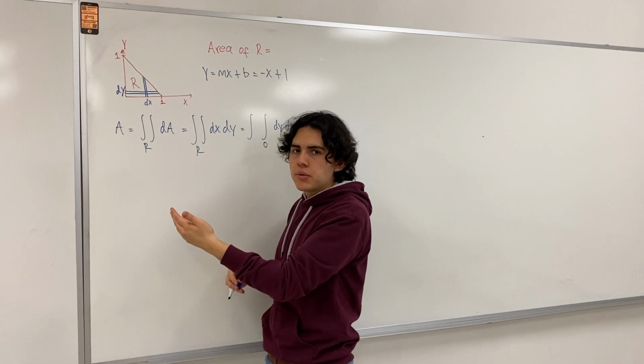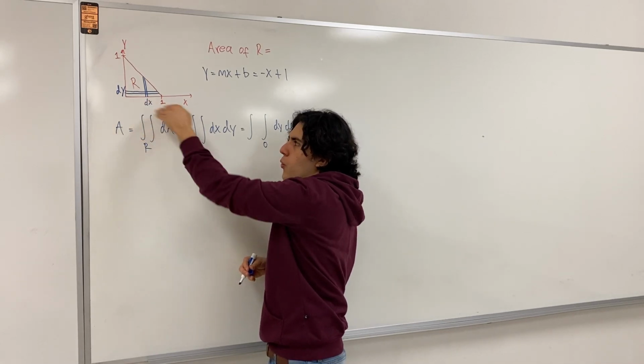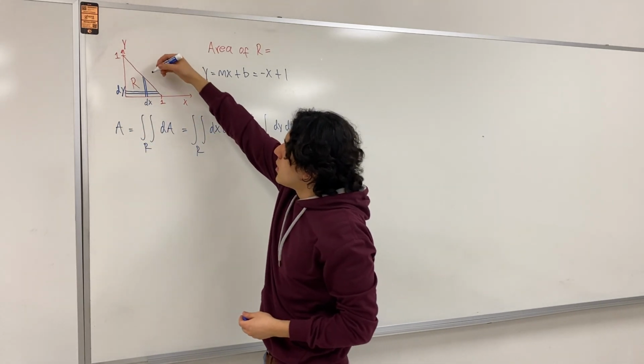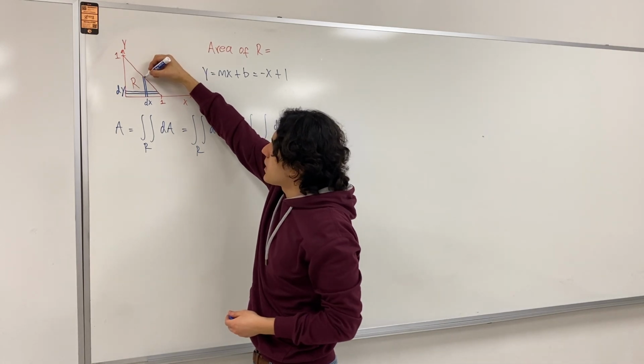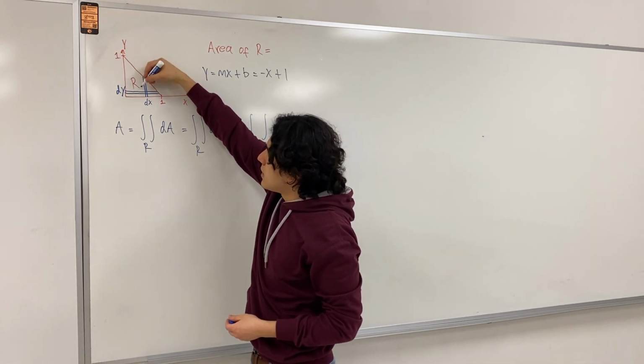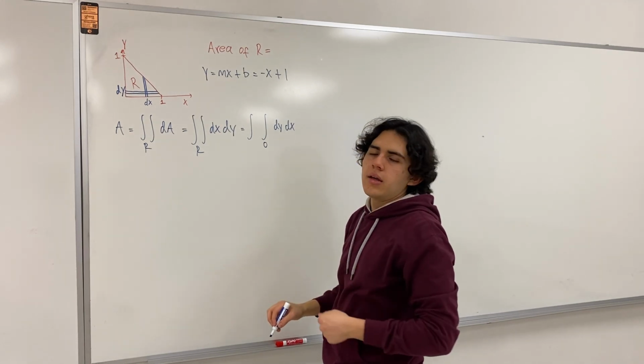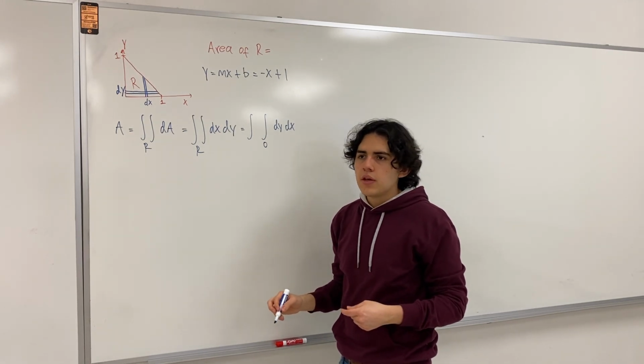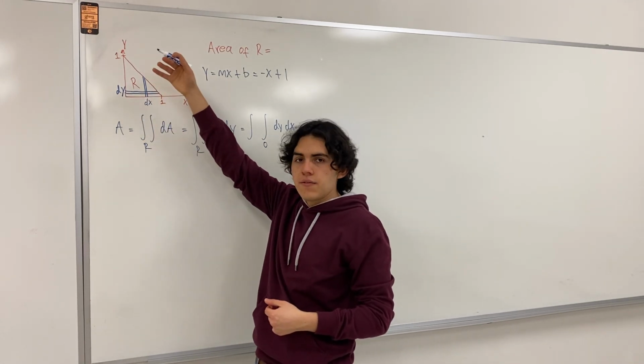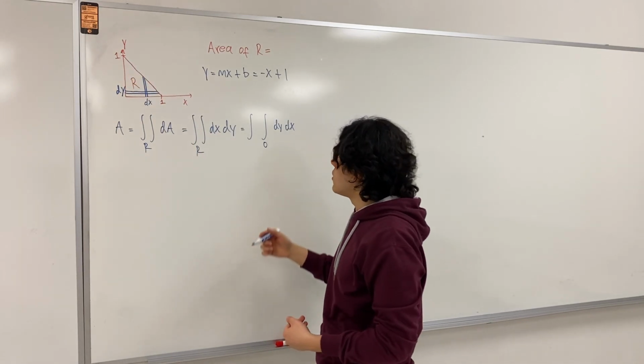The lower bound in this case is very obvious. It's going to be y equals 0. But the upper bound will change. The upper bound of this rectangle, and the upper bound of these strips, will change depending on the location of x that you're at, okay? If you're at a small value of x, you're gonna have a greater y. And to account for that, you have to do this.